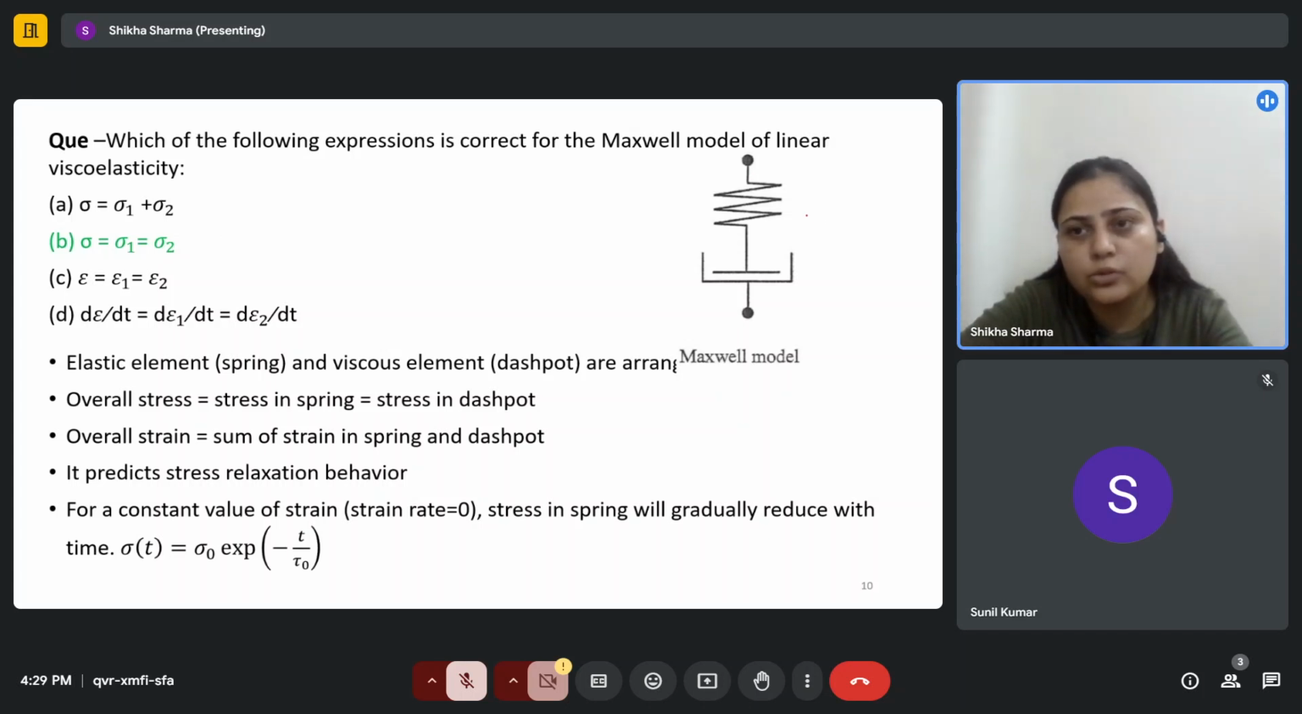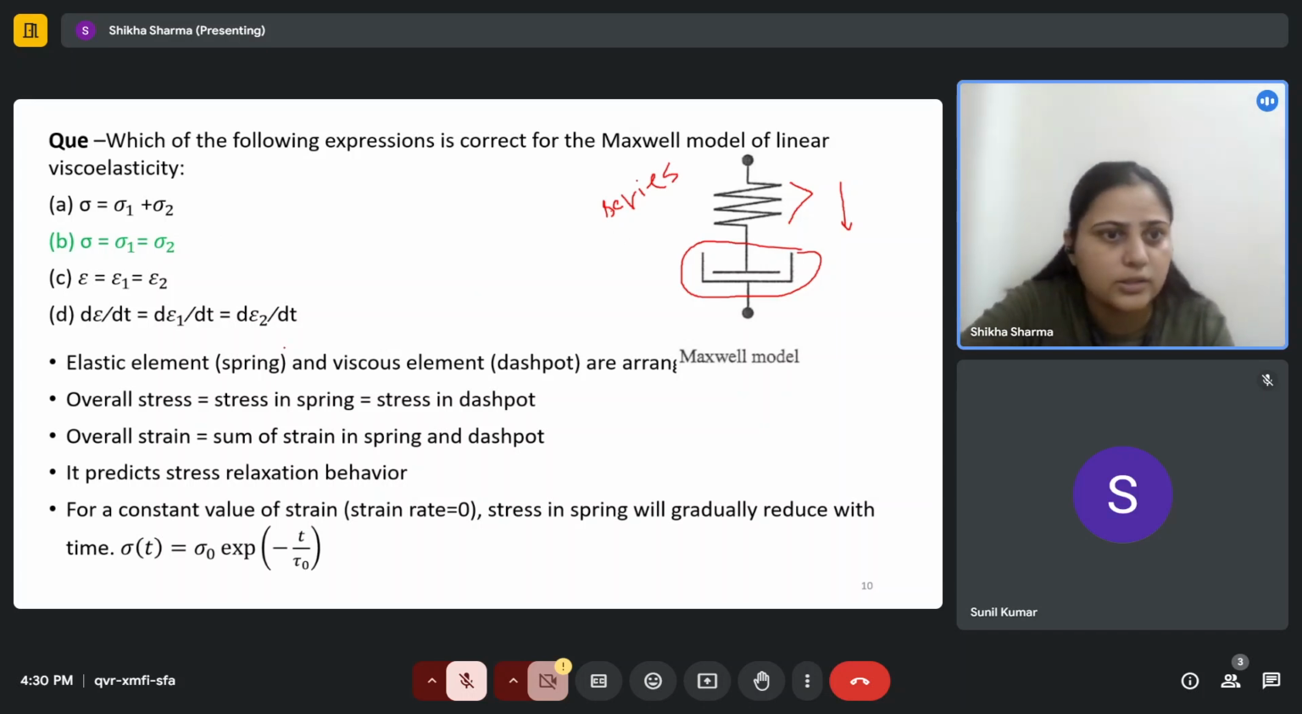This figure on the right-hand side is showing the Maxwell model. So this is the spring part and this one is the dashpot. In the Maxwell model they are arranged in series, right? So they are arranged in series.